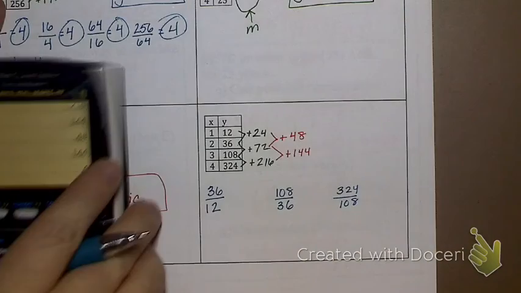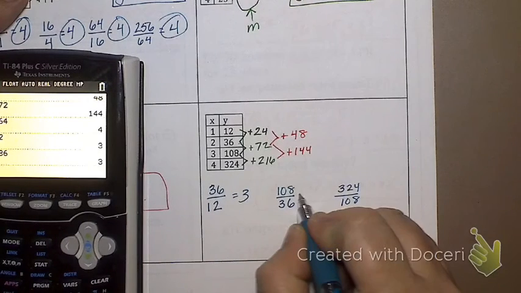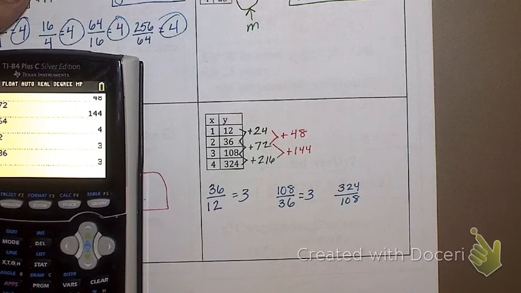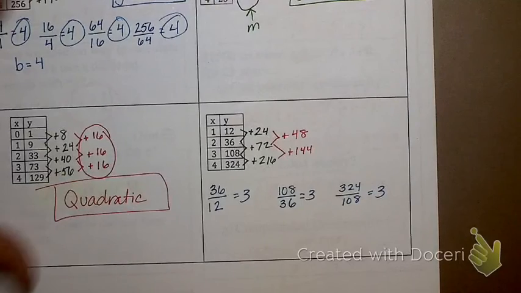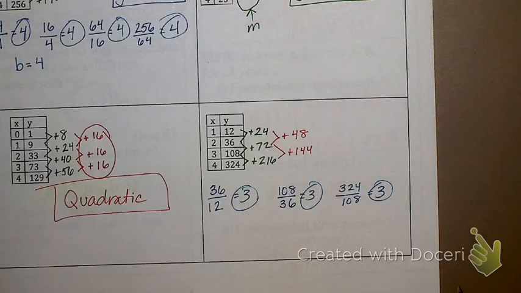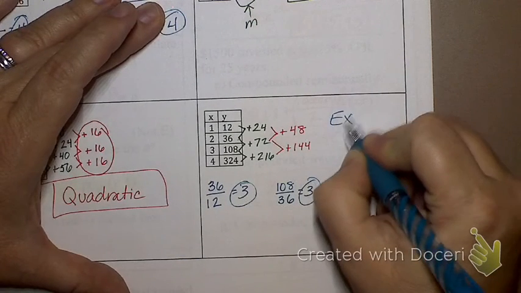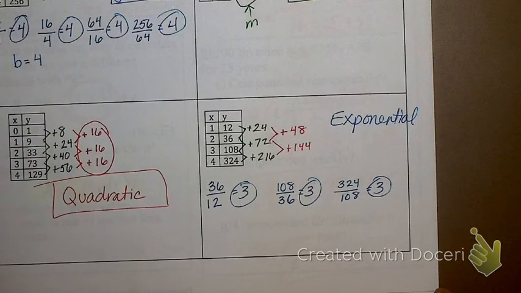And let's see how these reduce. 36 over 12, I know that reduces to 3. What about 108 divided by 36? Also 3. And 324 divided by 108? Also 3. So since I have something constant here, what kind of function do I have? Exponential. Now, since it's exponential, do I need to write an equation? Yes. What's the only one I don't need to write an equation for? Quadratic. Exponential I need to.